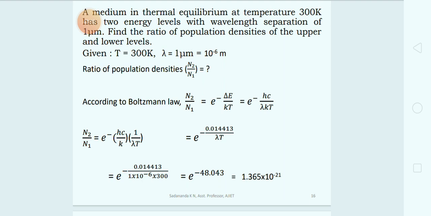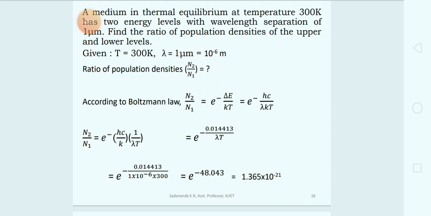Now, to solve this particular problem, let me think of the Boltzmann equation or the Boltzmann law. It gives n2 by n1 equal to e power minus delta E by kT, or e power minus h nu by kT, where nu is nothing but c by lambda. So you can write n2 by n1 as e power minus hc by lambda kT. Why have I written nu as c by lambda? Because lambda is given, nu is not given in this problem.